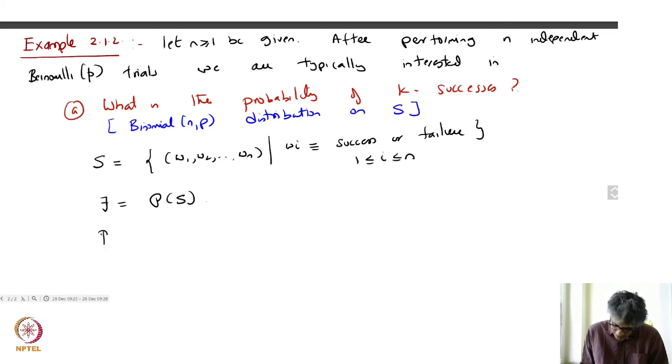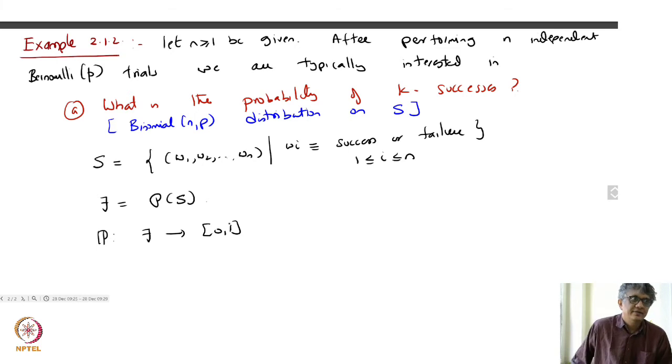So your probability is the function from F to [0, 1], and what's the probability going to be? Now S is finite, right? So notice that S is finite. Each place you have either only two outcomes, either a success or a failure. So there are two possibilities each position. So you can easily see that this space is finite.